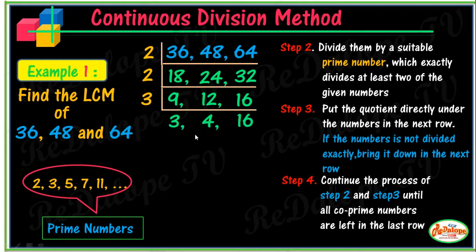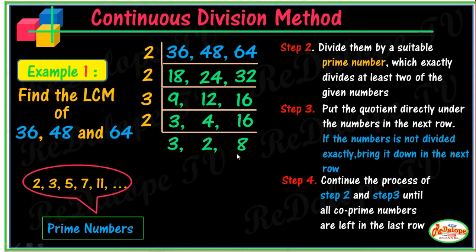And then, continue the process. Since 3, 4, 16 are not co-prime, we will divide this again by 2, since 4 and 16, at least 2 of the given numbers, can be divided by 2. What about 3? Ibababa lang natin dito yung 3 sa next row. So we'll divide 4 and 16 by 2. 3 divided by 2 cannot be, so bring it down here, 3. 4 divided by 2 is 2. 16 divided by 2 is 8.